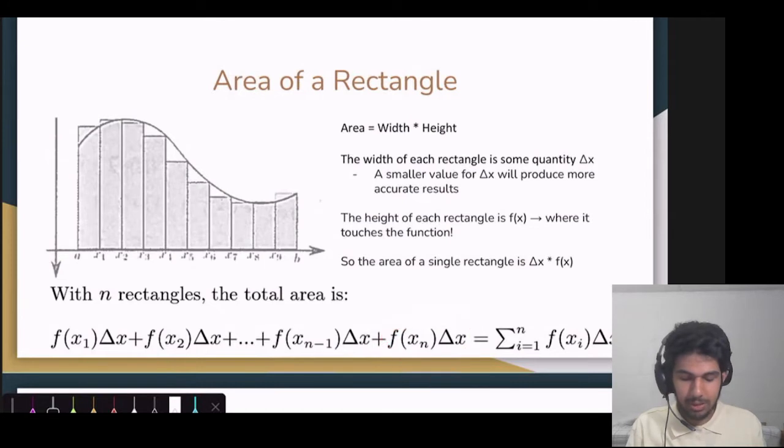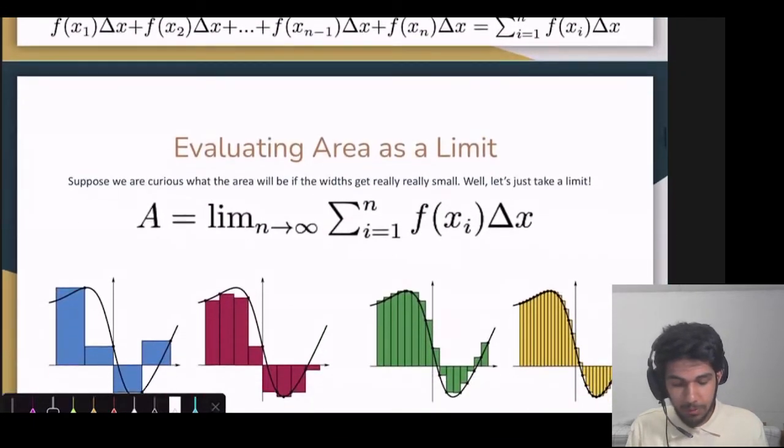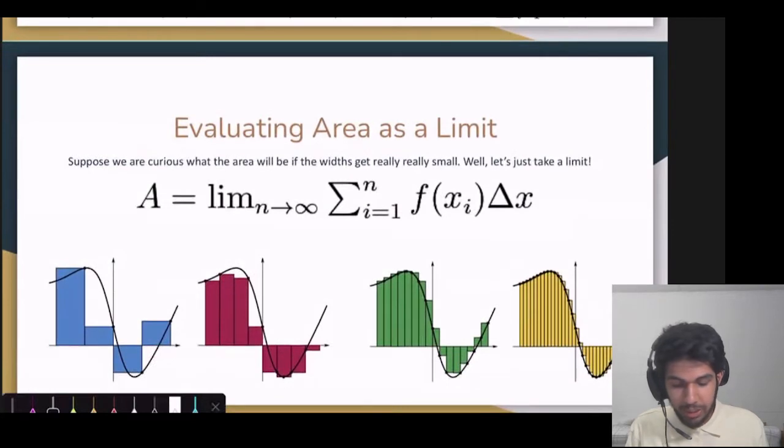So that's just the sum of a bunch of rectangles, and we can write that as a summation of f of x sub i times delta x. So that's our general summation formula for the total area. Wonderful. So we can evaluate area as a limit, and we can try to figure out what will happen as the widths of the rectangles get really, really small.